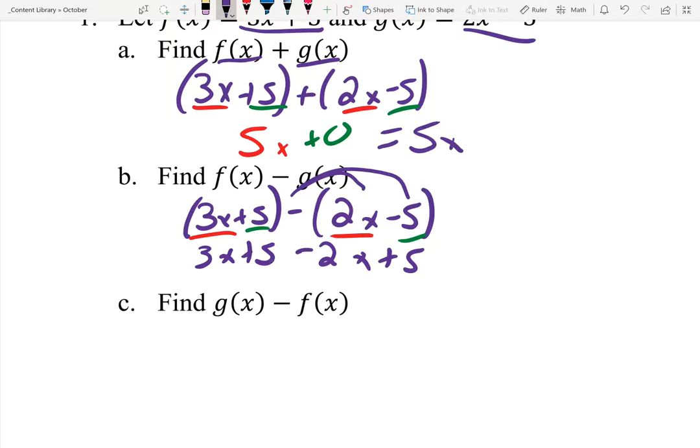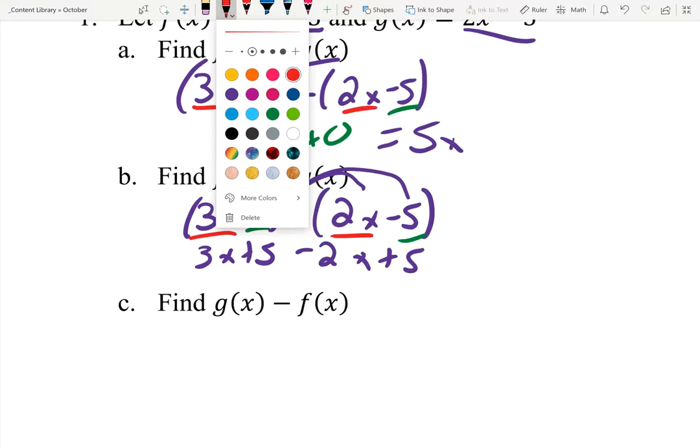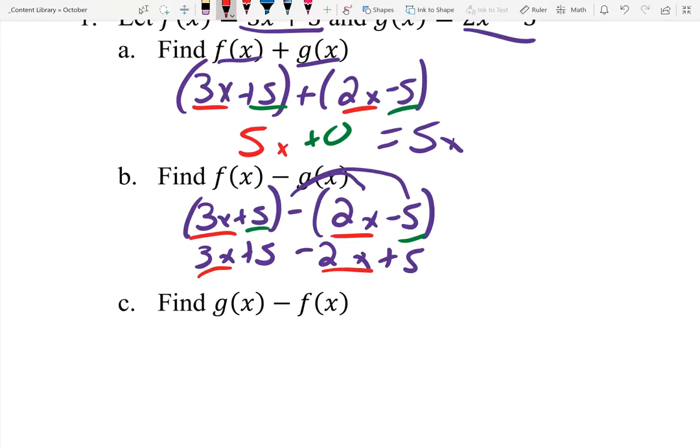So now you can combine everything without really having to think twice. 3x, right, we're going to combine. 3x combines with 2x, and we're subtracting that. 3 minus 2 is 1x, as we mentioned. And then our 5s combine.